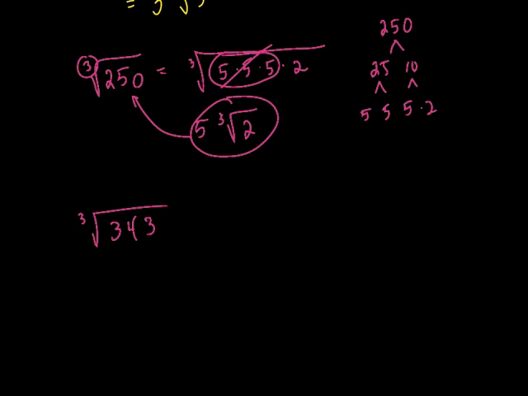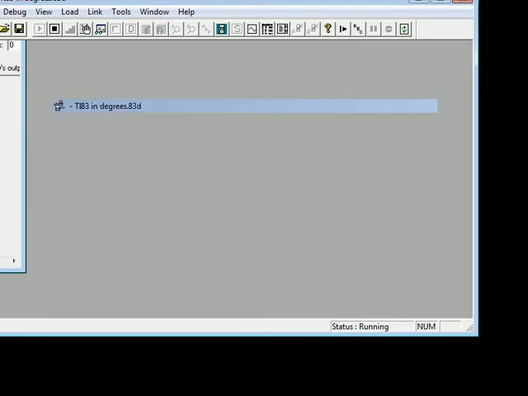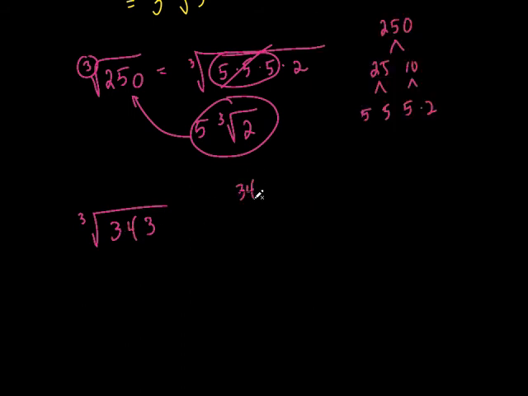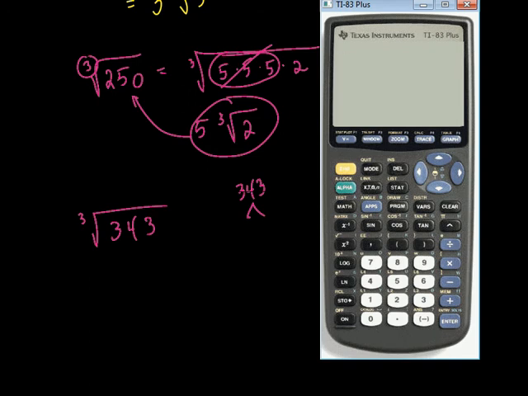Got a calculator. Oops, that's not a calculator. Wrong one, this one. There's a calculator. So what do I want to do? I want to take that 343 and break it down into its primes. Let's see what we can do. Now, I really don't even know what goes into it.